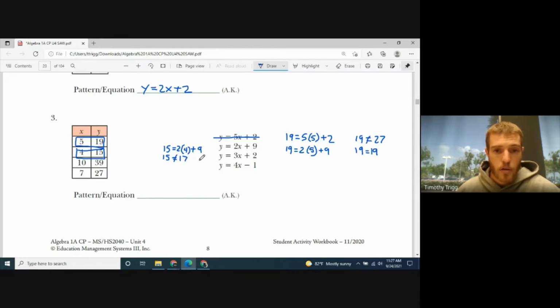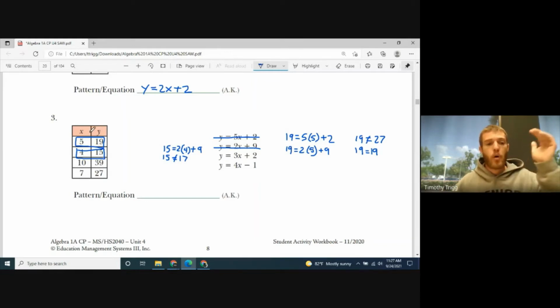No. So that means that even though the first point works for this first equation, the second point does not work. So this is not the correct answer. Remember, whichever one's the correct answer, all of these points will work for the correct answer. So that's why you always have to check at least 2 points, because sometimes one point will work for the equation, but then the other points won't.